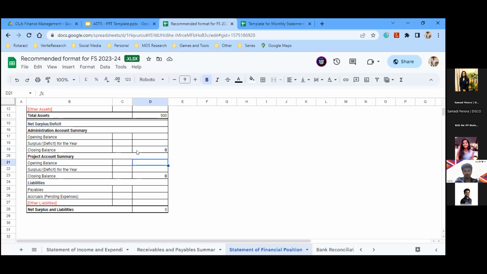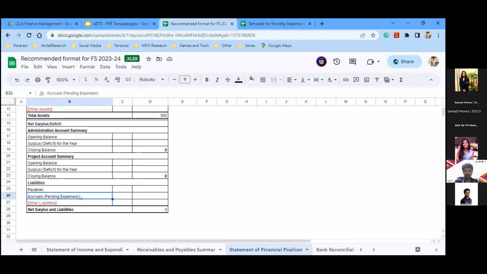And then the same for the project account summary: opening balance, how much you had when you started, how much did you add or reduce for your year, and how much are you leaving behind, right? And then liabilities, again, there was a summary, receivables and payables summary, and from that you get your payables amount. And accruals is basically pending expenses. So accruals are basically expenses that you have to make, right?